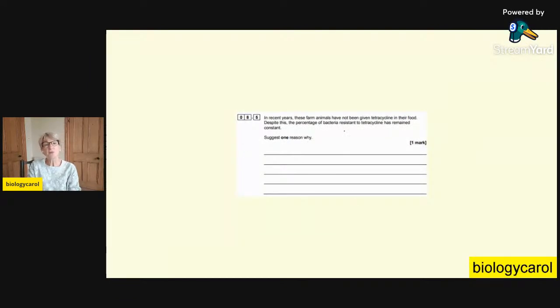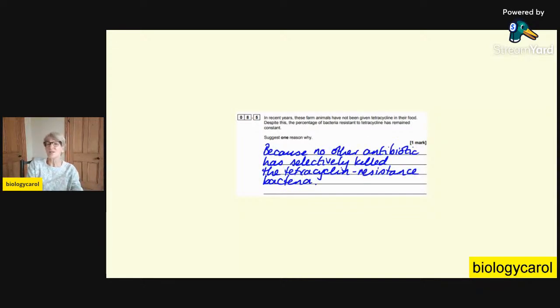In recent years, these farm animals have not been given tetracycline in their food. Despite this, the percentage of bacteria resistant to tetracycline has remained constant. Suggest one reason why. Well, just because they haven't been given tetracycline in their food, those alleles are just going to be passed down each generation of bacteria. This is what I put: I kind of thought, well, these tetracycline resistant bacteria haven't been killed, and therefore the numbers aren't going to reduce. And I put in the word selectively killed.